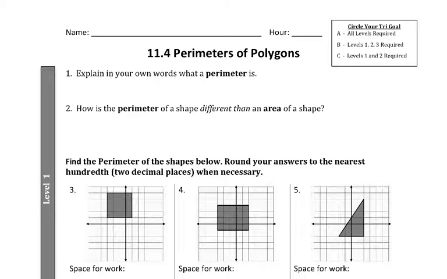Question 2, how is the perimeter of a shape different than the area? Well, there's 2 things that are really important to mention here. The first thing is that a perimeter is a length. I tell my students in class that it's a one-dimensional thing, meaning you could use a string to measure the outside of an object. So perimeter is a length measurement of the outside of an object, and an example of something you could use to measure that is a string.